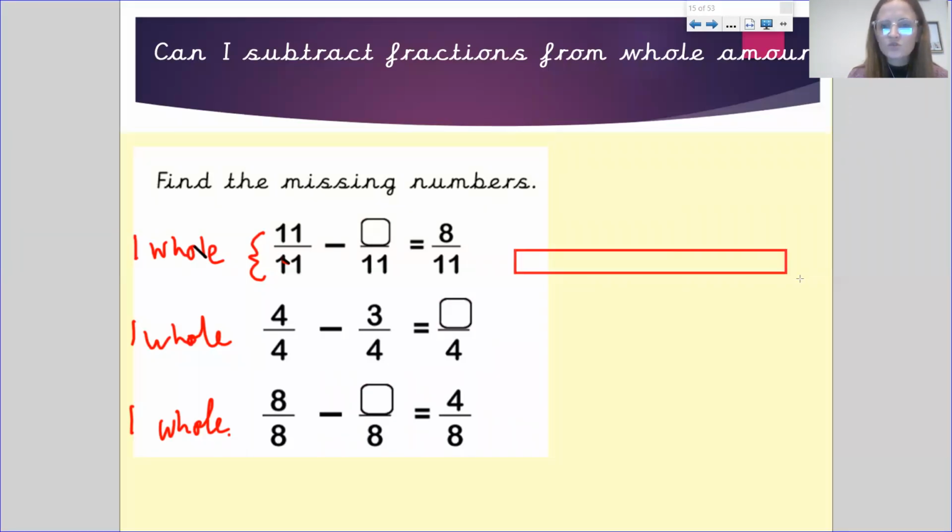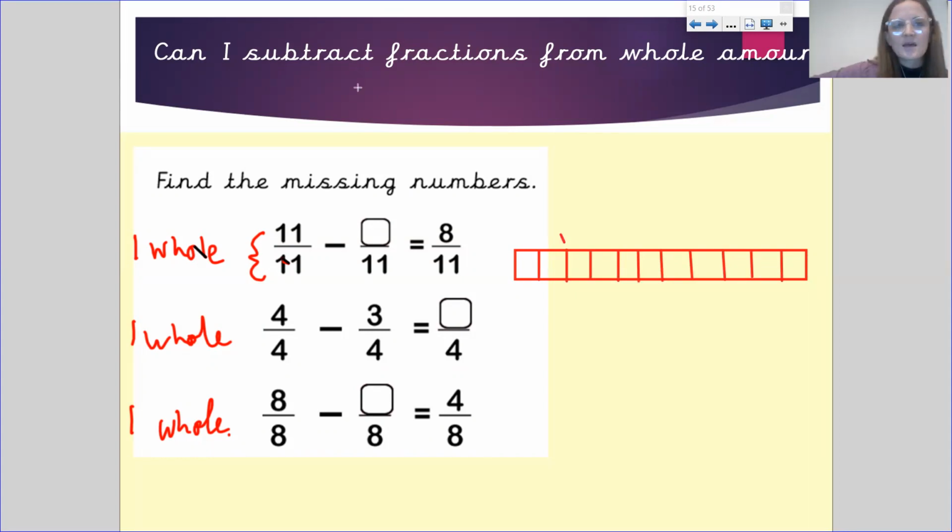So again, I would draw another one. I would make this one into eighths. So, oh, sorry, into 11ths. 2, 3, 4, 5, 6, 7, 8, 9, 10, 11. And again, it says that we would have the 11 11ths.